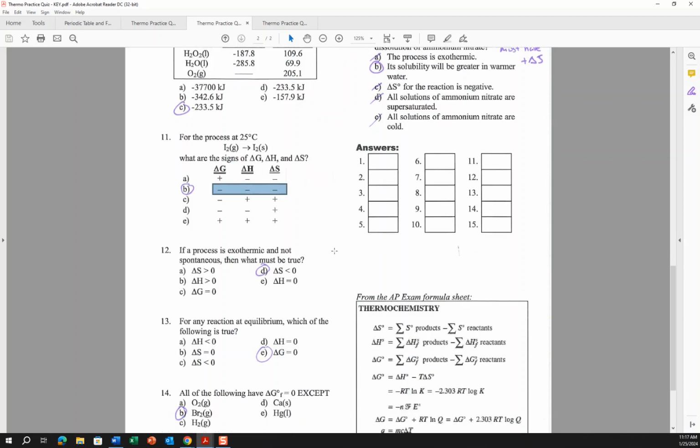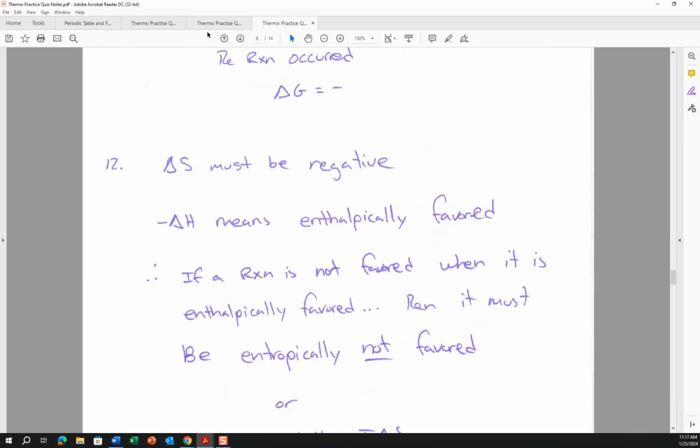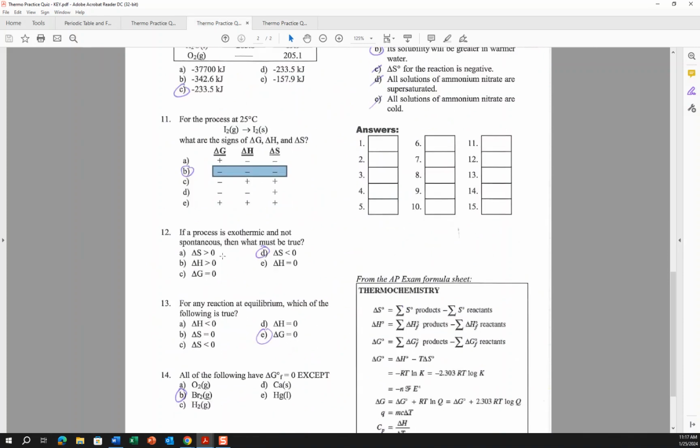So number 12, if a process is exothermic, that means negative delta H, okay, and it's not spontaneous, that means negative delta S, right? Remember, if you have a negative delta H and a positive delta S, the reaction's always spontaneous no matter what. Delta G will always be negative. So if you have a negative delta H, but delta G is positive, the only way it could be positive is if delta S was negative, okay?